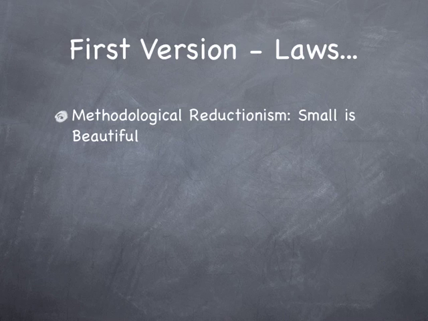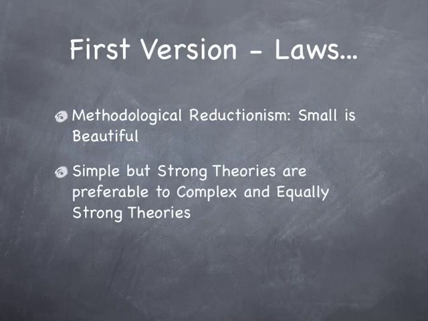In circumstances such as these, we like to say that the simple but strong theories are preferable to complex and equally strong theories. Here's an example. Take some hypothetical theory in physics. The theory refers to 4 entities and is said to explain the presence of phenomena Y.